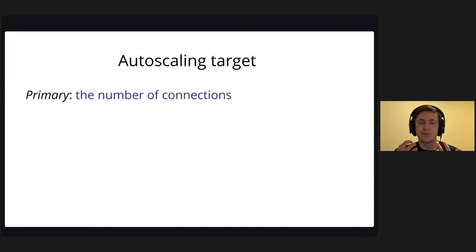However, because we know that it's not just the number of connections, we still need to have a secondary policy for CPU. But it's very important to remember that most of the connections are idle, so we need to have this protection to make sure that even though the CPU might be low, because our socket is very performant, a large number of connections can cause issues. So we want to scale up appropriately if any of these thresholds is crossed.